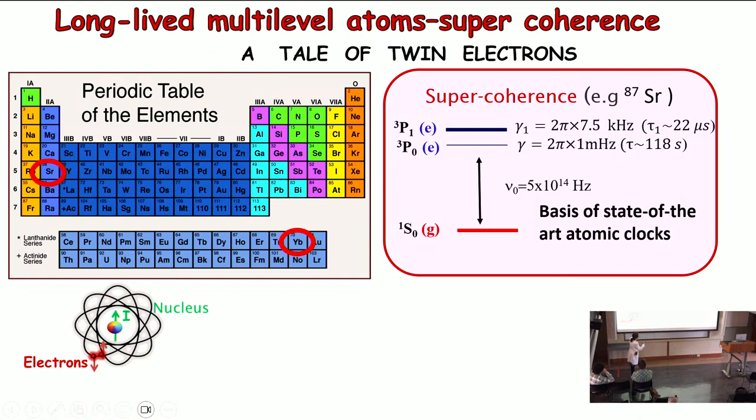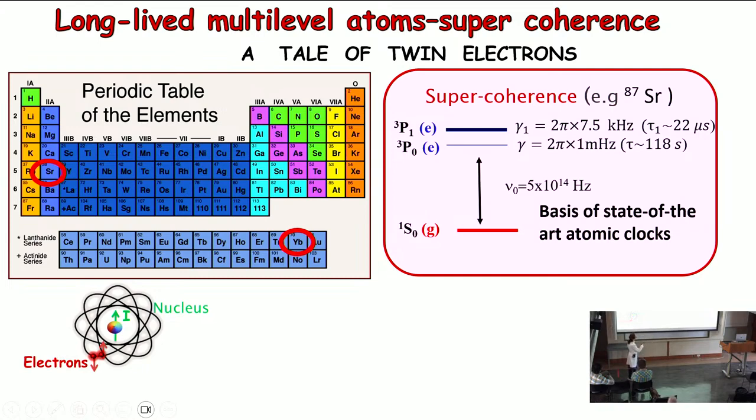In particular, for example, for strontium-87, we have a ground state and an excited state that have both a dipole- and spin-forbidden transition. With that, this state has a lifetime that can be longer than 100 seconds. That's why this optical transition has been the basis of state-of-the-art atomic clocks. We can also have a not-as-narrow line, the triplet state, that has 7.5 kilohertz, which is still much narrower than typical dipole-allowed transitions.